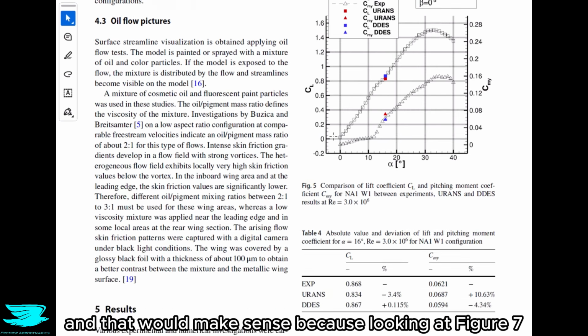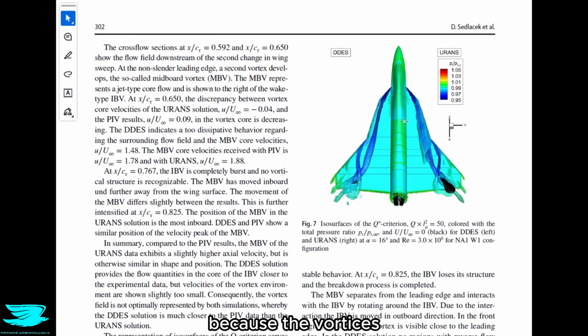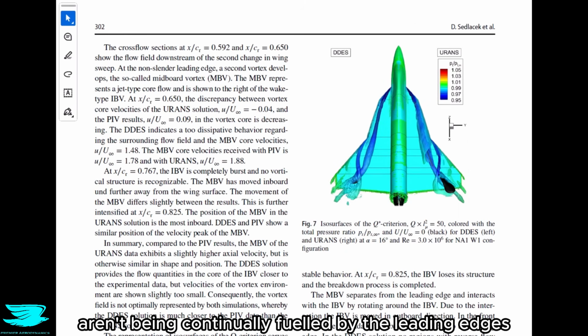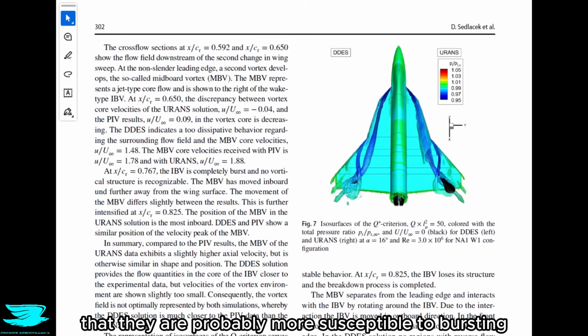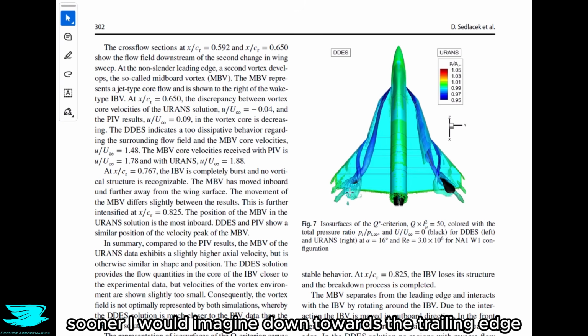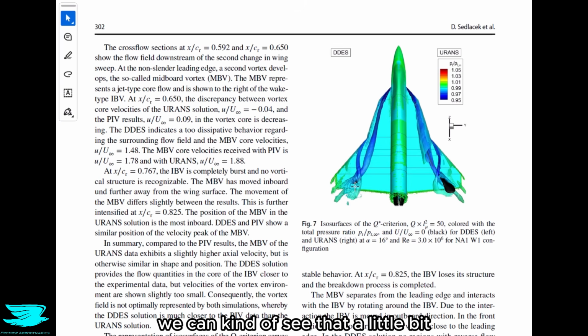And that would make sense because looking at figure 7, the vortices aren't being continually fueled by the leading edges, so they aren't being strengthened continually, that means that they are probably more susceptible to bursting sooner, I would imagine, down towards the trailing edge. And actually in this figure, towards the trailing edge, we can kind of see that a little bit, I reckon. I think there's a little bit of bursting going on there.